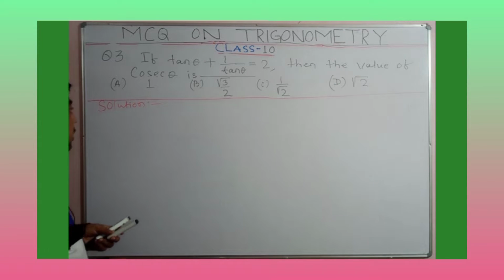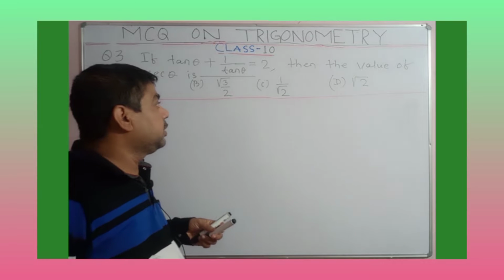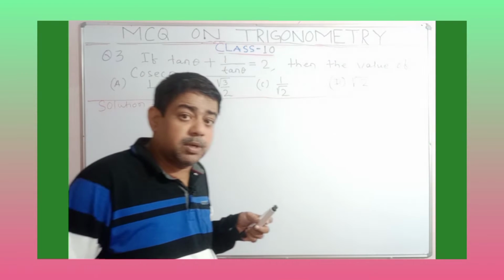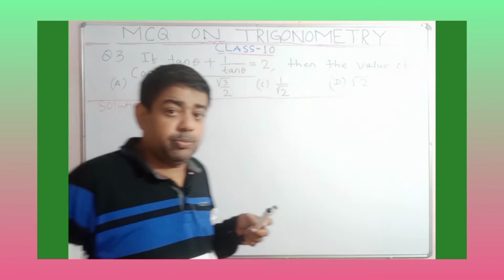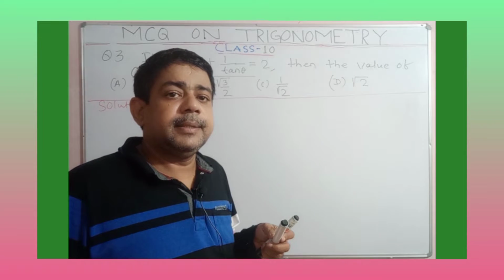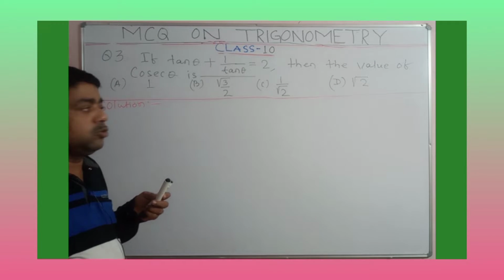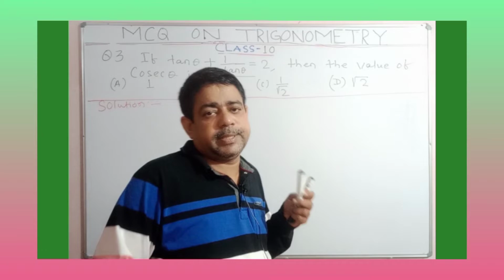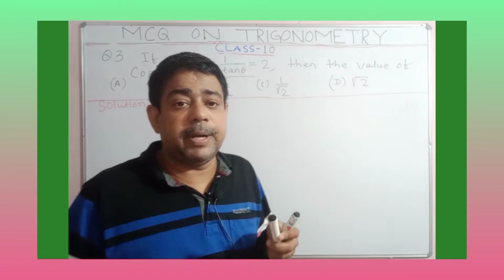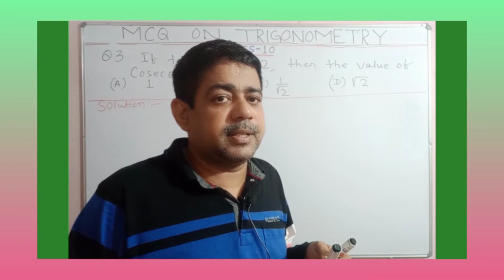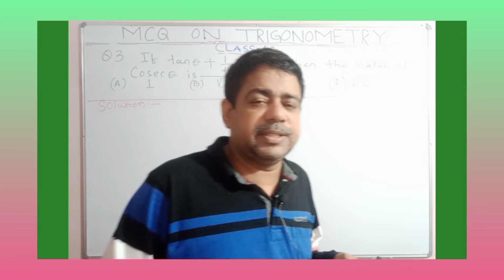If tan theta plus 1 upon tan theta is equal to 2, then the value of cosec theta is: option A, 1; option B, root 3 upon 2; option C, 1 upon root 2; and option D, root 2. Is it clear? It is given that tan theta plus 1 upon tan theta is equal to 2, and we have to find out the value of cosec theta. How can you do it?